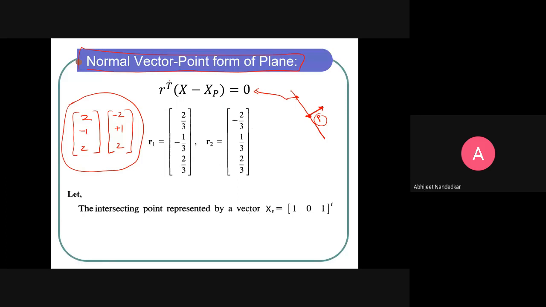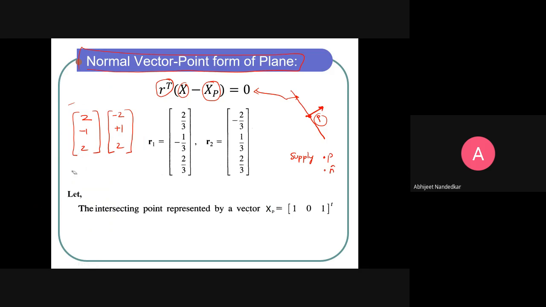It is r transpose, that is the normalized normal vector, times the space variables x, minus xp, where xp is the point through which you want this plane to pass. So you have to supply point P and the normal vector. Then you can easily do this.